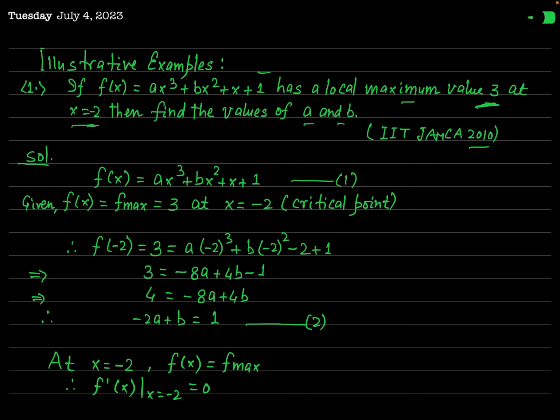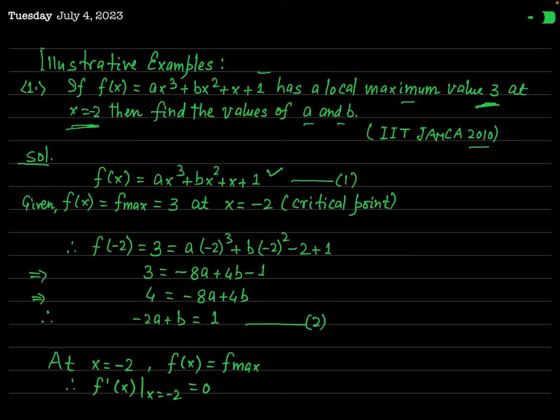The point, that is the critical point, where the function has maximum value 3, that is x equal to -2. So this x equal to -2 is x naught. Okay. So it is a very simple problem, and you can easily solve this problem. As two quantities are to be evaluated, two conditions are given in this problem. You can see the given function is f of x equal to ax cube plus bx square plus x plus 1.